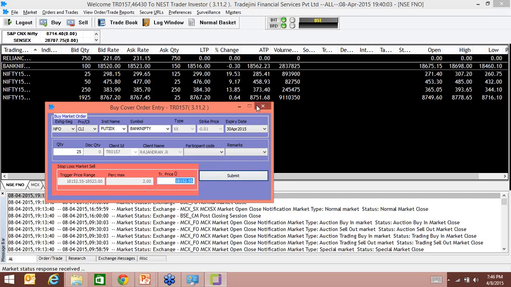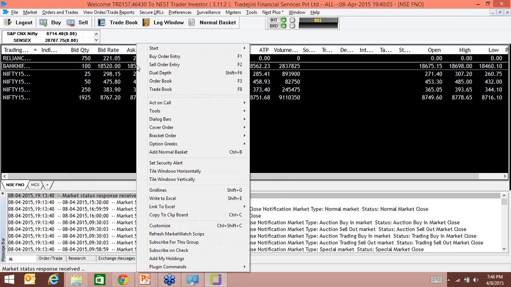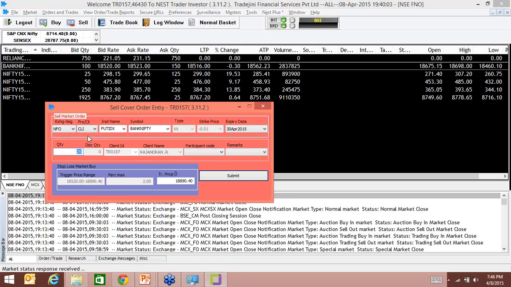Same with sell. Suppose we want to put a cover sell. Obviously, if I am selling Bank Nifty, I have to put a stop loss buy. Again, the range is given and the maximum percentage is also given. So 2%. Even if you are selling it, the maximum stop loss you can put is 2% above that price. Based on that, you have to put the trigger price. How you enter the trigger price and how much is the risk will determine your margin block. Normally around 2% to 4% will be blocked.